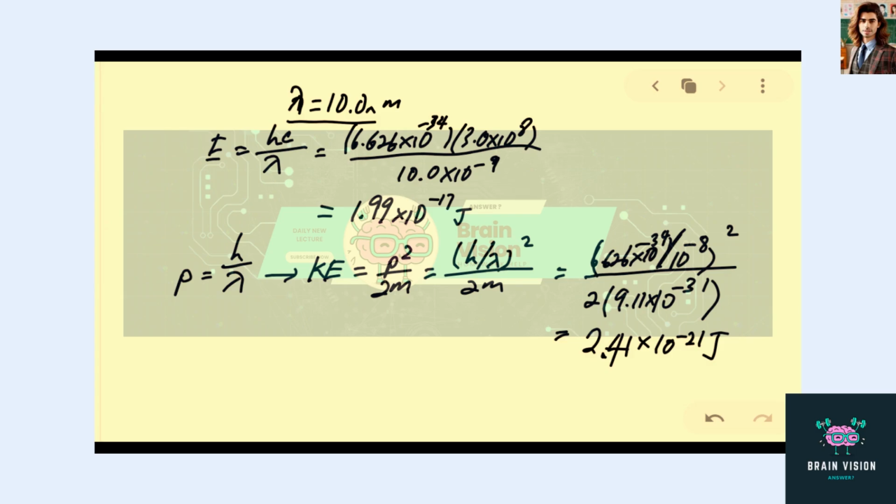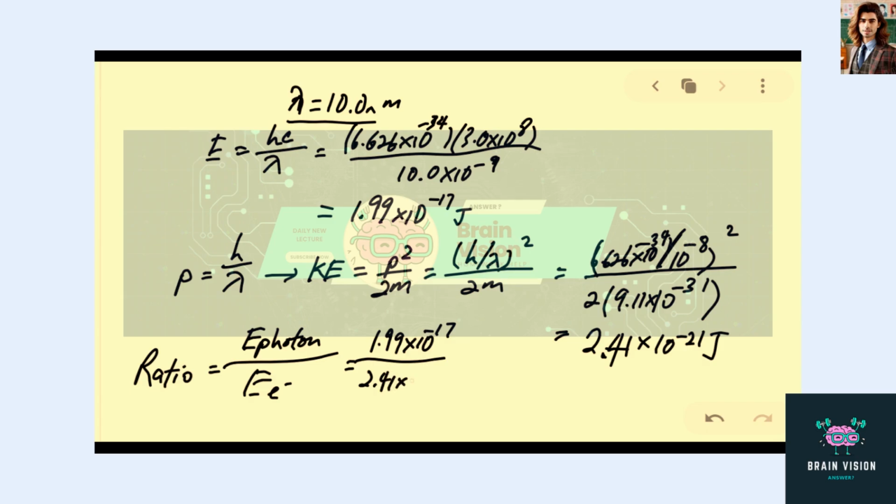Now the ratio that we need would be taking the energy of the photon over the energy of the electron, which leaves us with 8.26 times 10 to the power 3. So the photon's energy is 8.26 times 10 to the power 3 times greater than the energy of the electron.